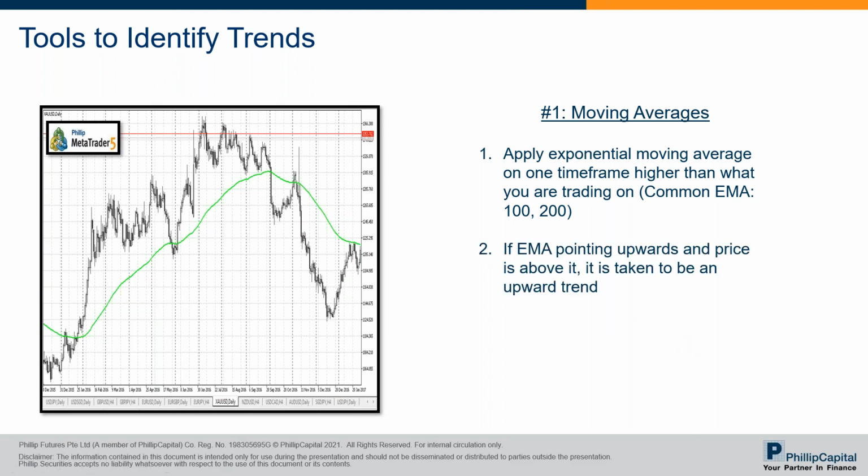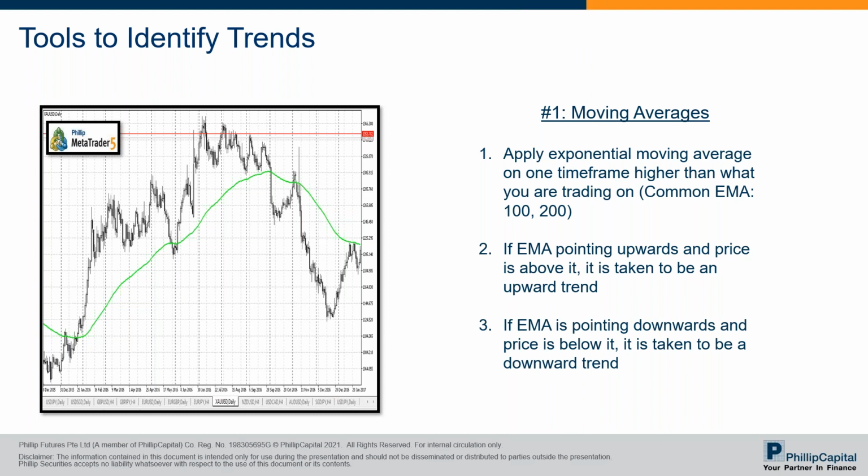So if your moving average is pointing upwards and price is above it, it is taken to be an uptrend. That is how you determine what trend prices are in at this point. And the reverse is also true. If the EMA is pointing downwards and prices are below it, it is taken to be a downtrend.